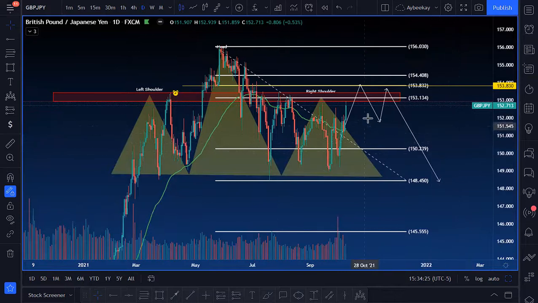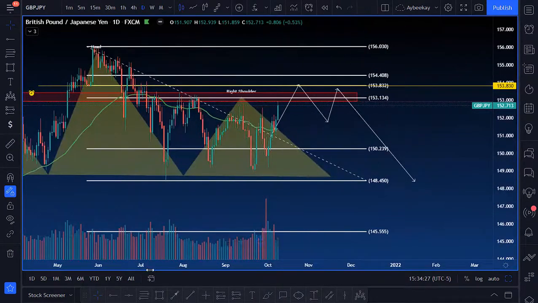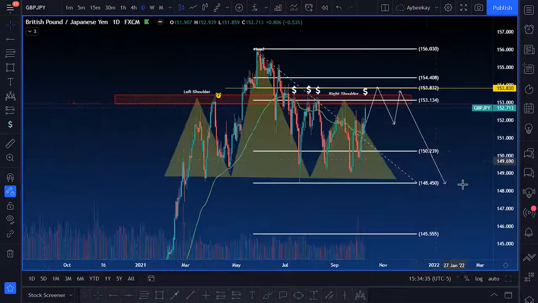That's when I'll probably be looking for short opportunities on GBP JPY, because again, I do like the idea of these highs getting ran through. I do like that idea.